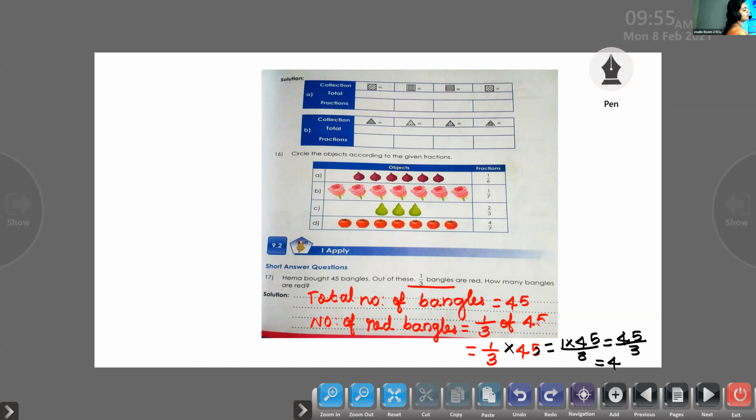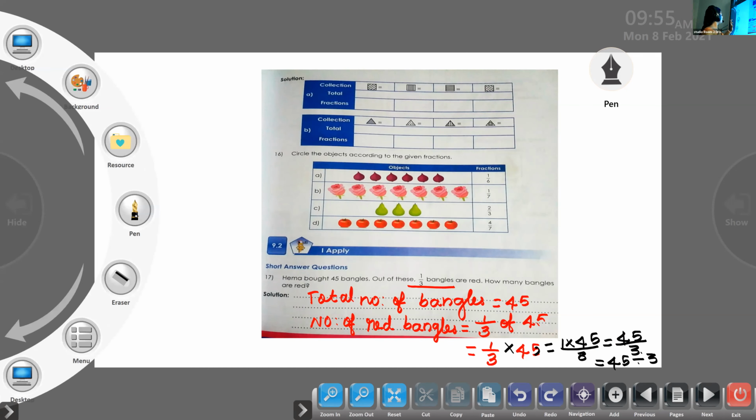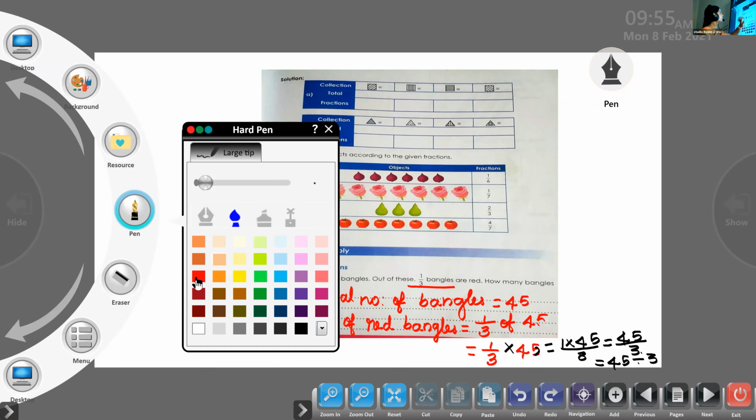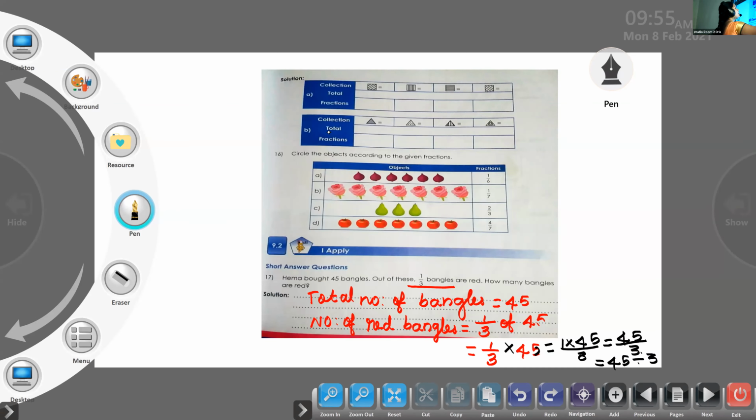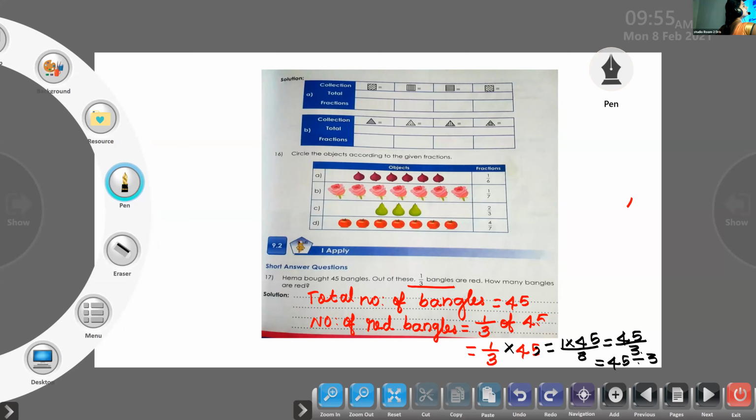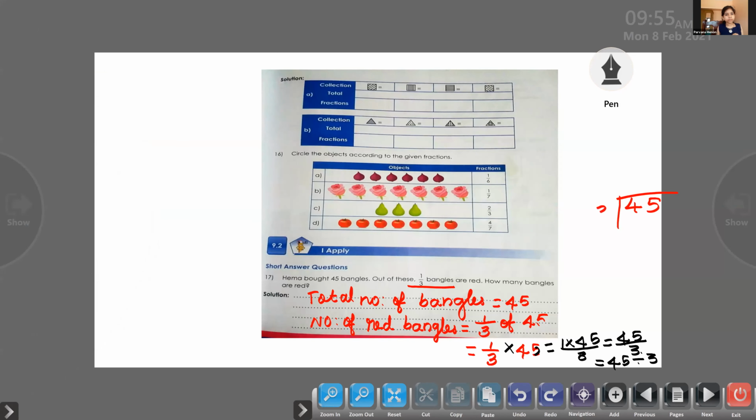Equal to 45 divided by 3. All of you divide 45 by 3. Anyway, 45 is not coming in the table of 3, so we have to divide. So what is the first number?